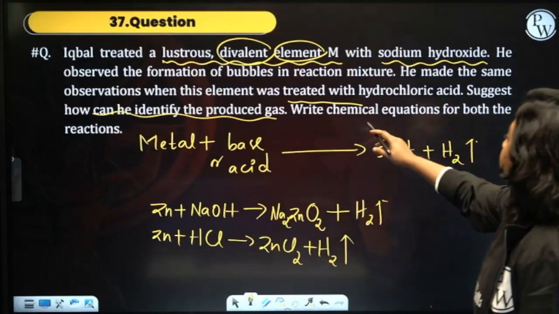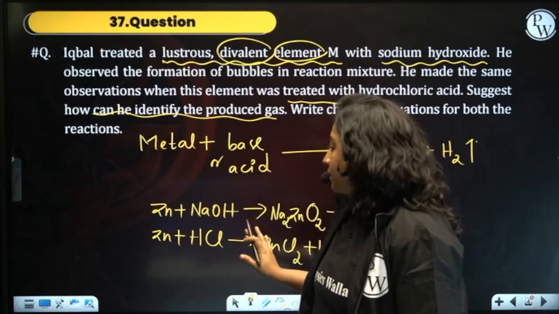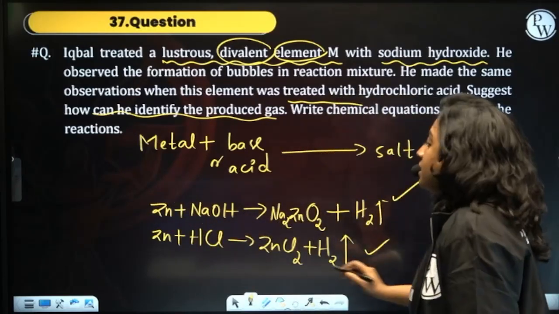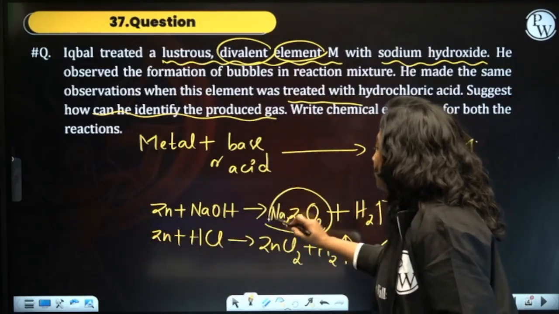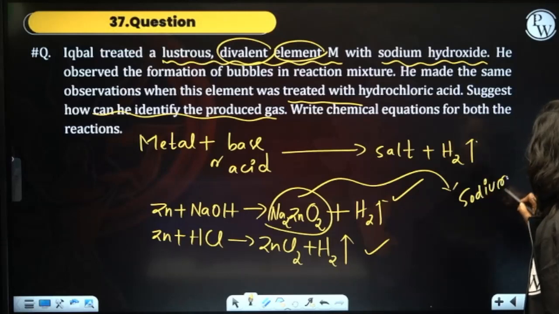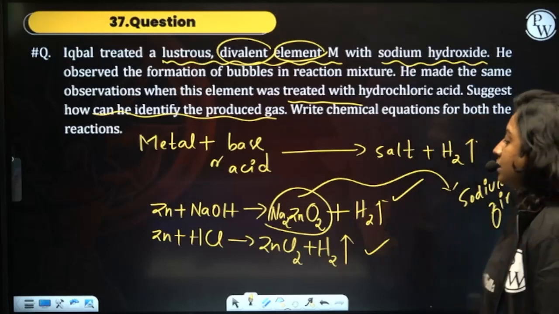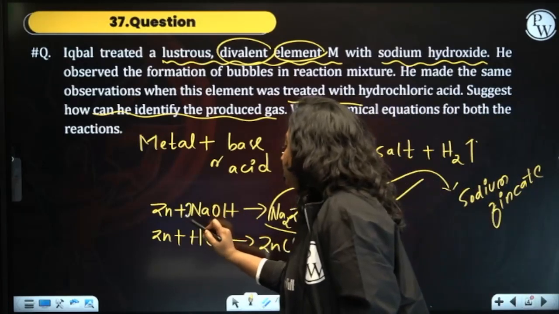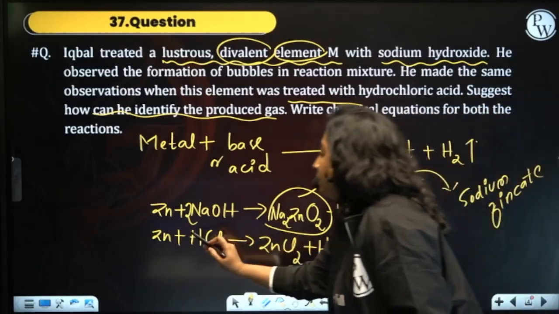Before that, write a chemical equation for both the reactions. They have not asked to balance, and they have not asked to write state symbols. So it is okay. If you want to, you can write the name of the product. What is the name of this product? Name of the product is sodium zincate. Sodium zincate. Even if you balance, it will be 2 here. That's it. The whole equation is balanced. Here if you balance, it will be 2.